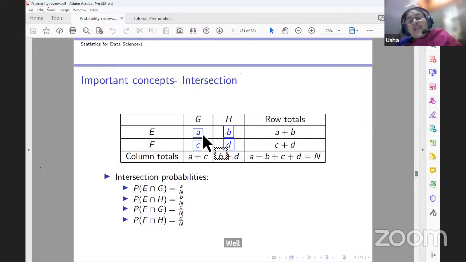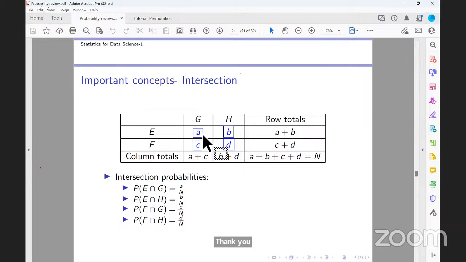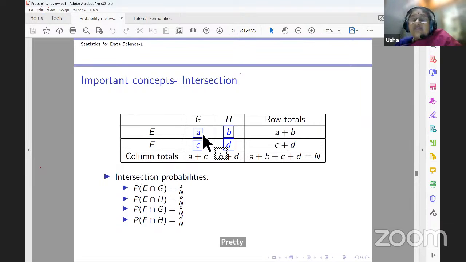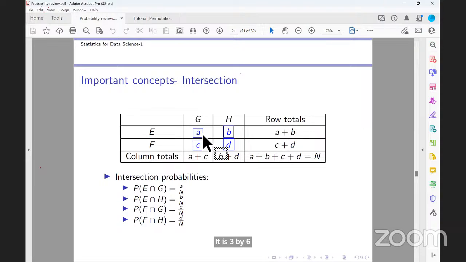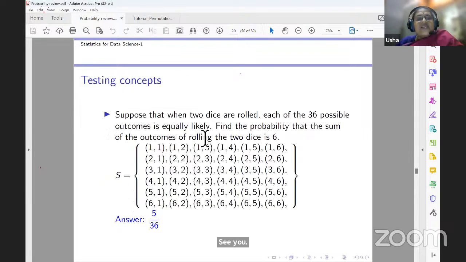Similarly, if I tell you that you got a tail, what is the chance of you getting an even number? 3 by 6. So what is the chance of you getting an even number when you're rolling a die? 1 by 2. Agreed? Now let's go back to this example. This is the total possible outcomes.